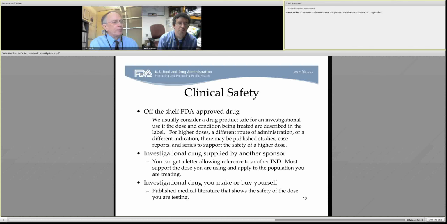Clinical safety. The path to demonstrating clinical safety of the drug dose at a higher dose is often that you can find published studies with case reports and series to support the safety of a higher dose. You don't always need this, but it certainly simplifies the process for you because if that safety information is in the published literature, you don't then need the non-clinical safety data.